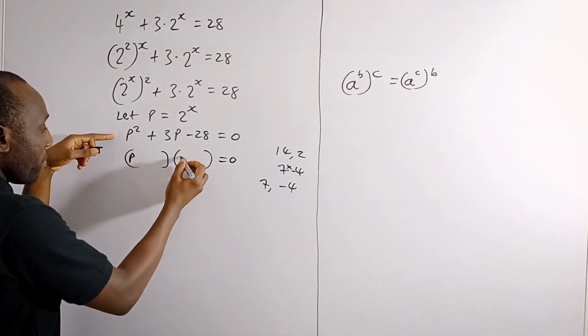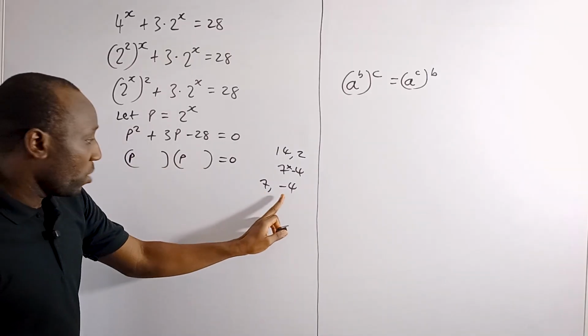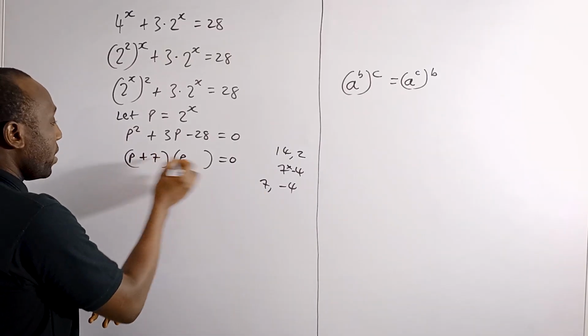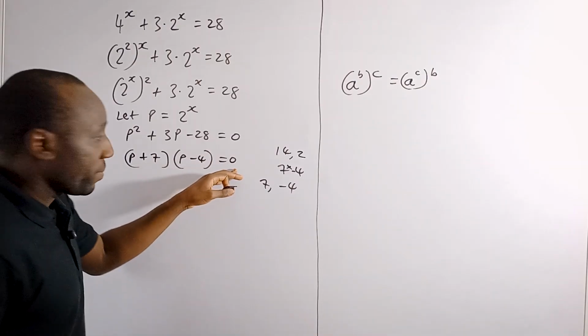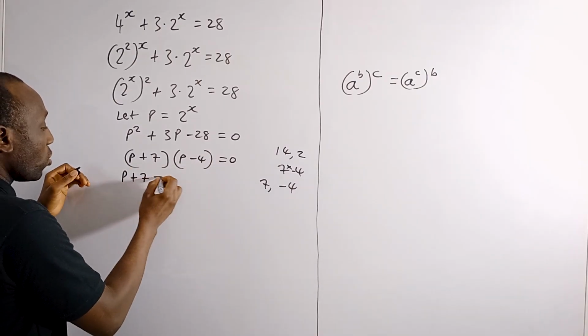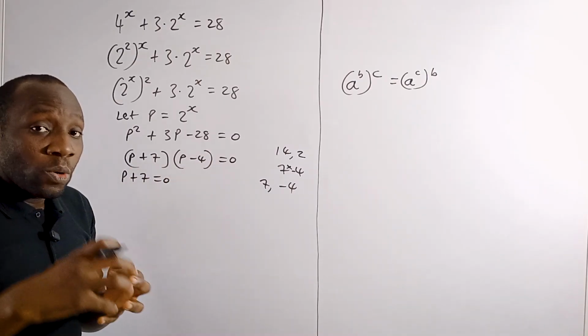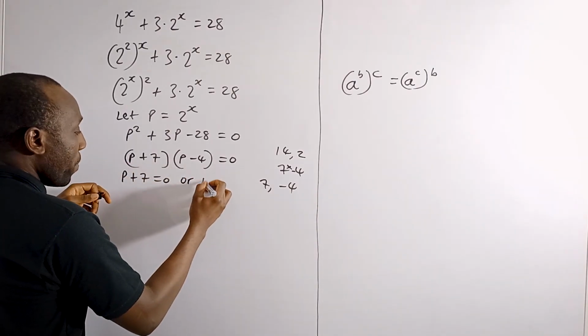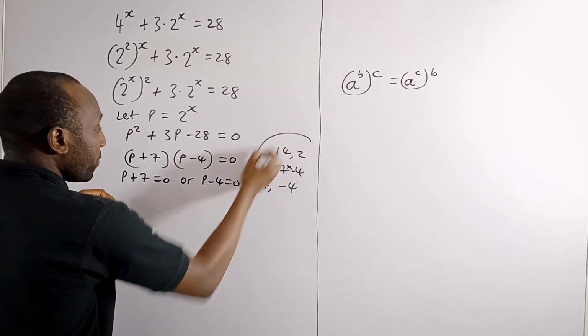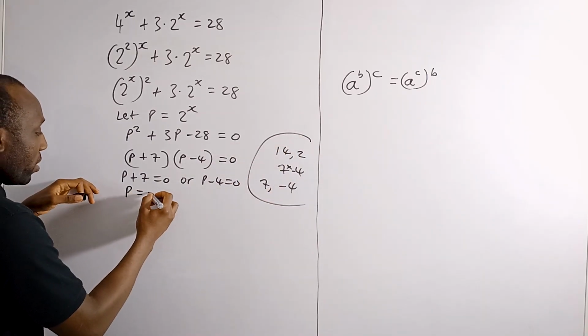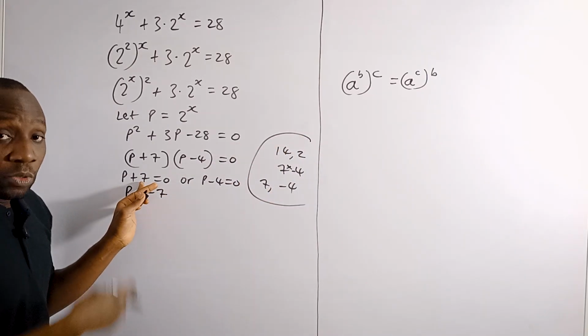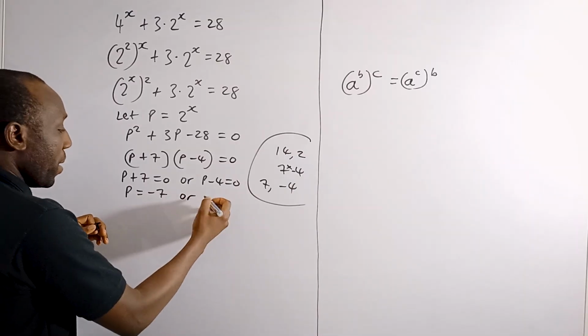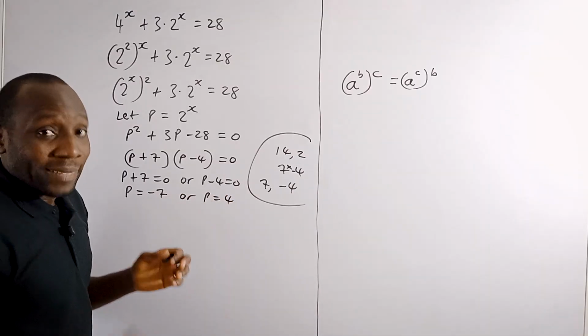To hasten things up, I'll just open two brackets like so, is equal to 0. Then write p here, plus 7 and negative 4. All is equal to 0. So I can write p plus 7 is equal to 0. That's from the zero product rule. This will be equal to 0, or p minus 4 will be equal to 0. Now, p is equal to what? Negative 7. If you move 7 to the right-hand side, p is equal to what? 4. That's what we have.